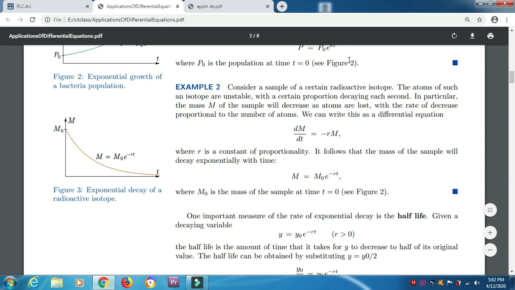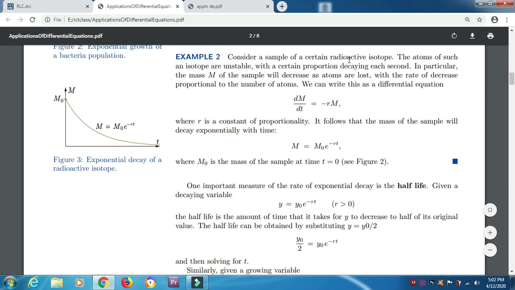If we integrate, we have the solution m equal to m naught into e power minus rt, where m naught is the mass of the sample at time t equal to 0. Here we have the figure showing exponential decay of a radioactive isotope and exponential growth of a bacteria population. That is the k greater than 0 case, and the case where k has a negative value. Next we go to half-life and doubling time.